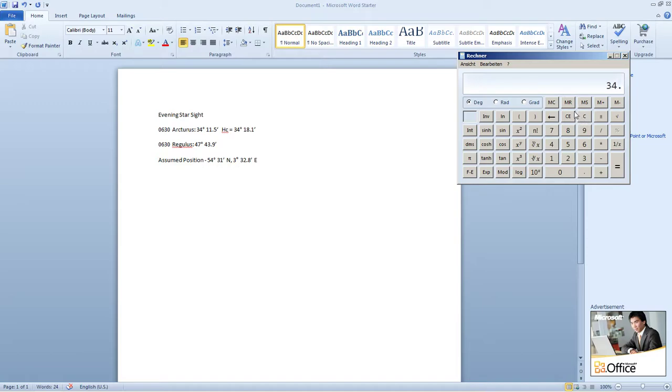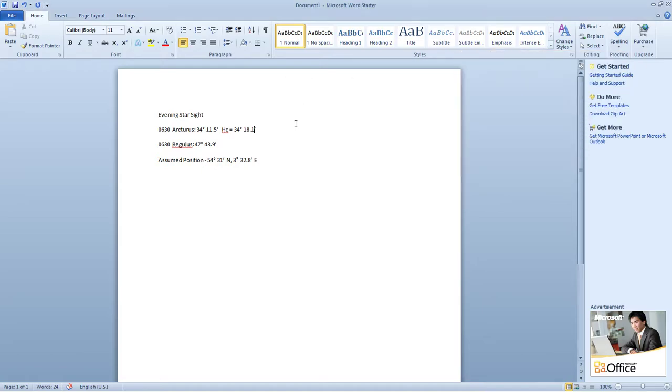We say 34.113. That's 34 degrees, 11.5 minutes, converted to decimals like this. And then we say minus, and then we enter 34.1806, which is 18.1 converted. Equals, and now we go back to degrees. Okay, so the offset is a minus away. You'll see what that means in a second. 6.6 minutes. So minus 6.6 minutes.